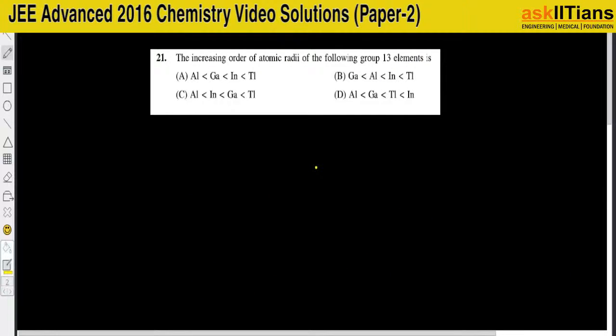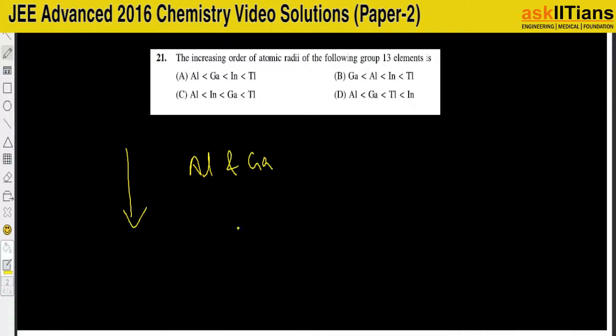The increasing order of atomic radii of the group 13 elements will be what? Now this question demands your grasp regarding the topic of, let's say, effective nuclear charge, then shielding effect, all those stuffs, because many of the students got confused. They just thought that if I move down a group my size will increase, right? But there's an exception case of your aluminium and gallium, guys.